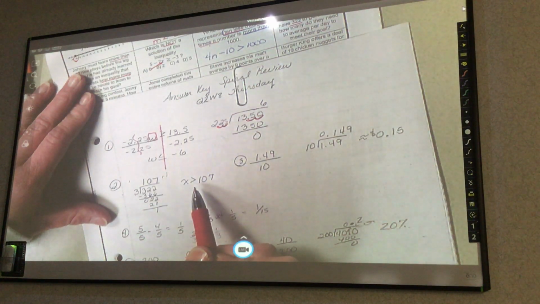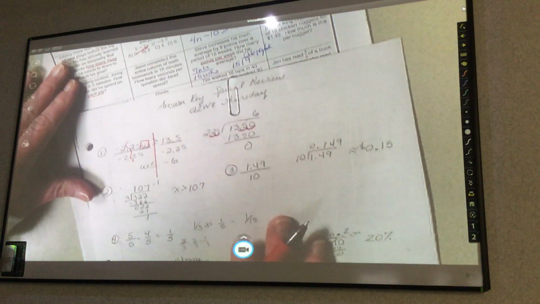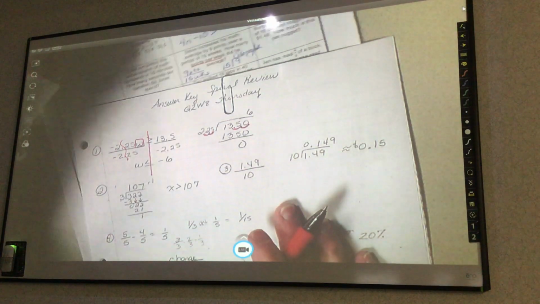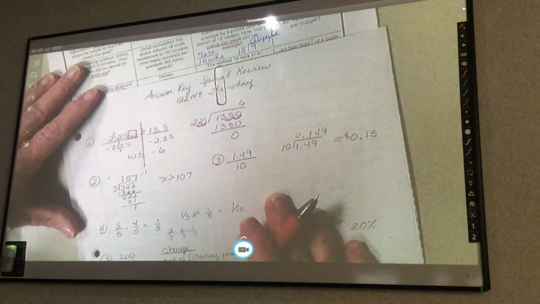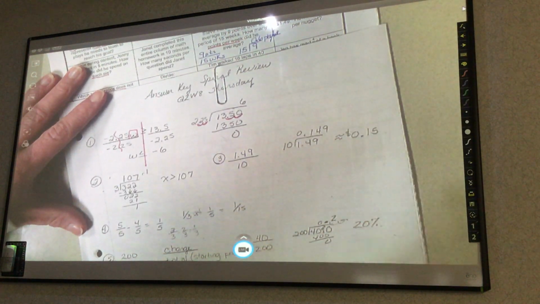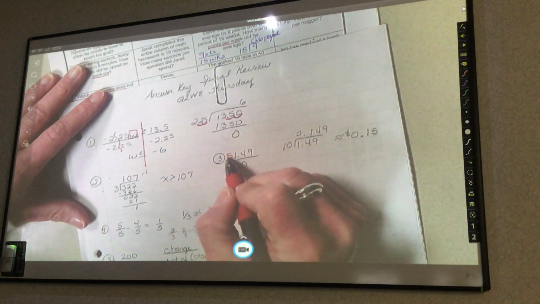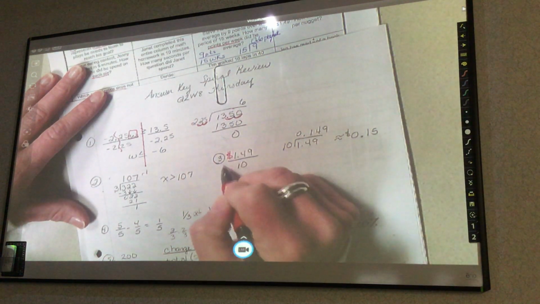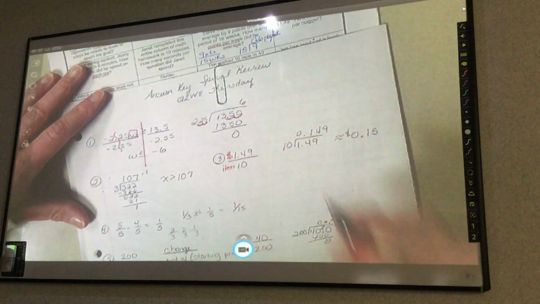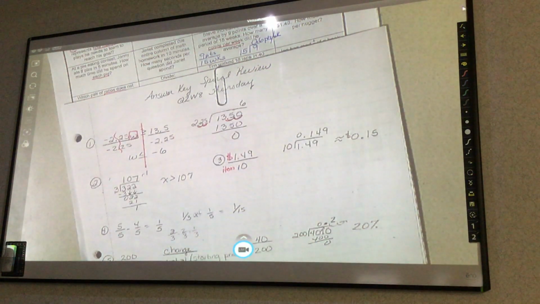per day. Number 3, Burger King offers a deal of 10 chicken nuggets for $1.49. How much is this per nugget? So it's always cost per item. So then it's $1.49 divided by 10, and you get approximately 15 cents.